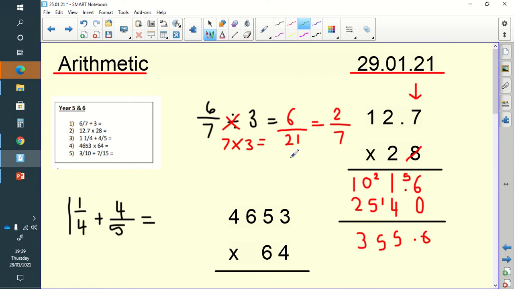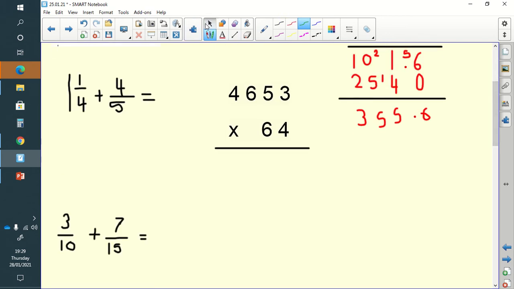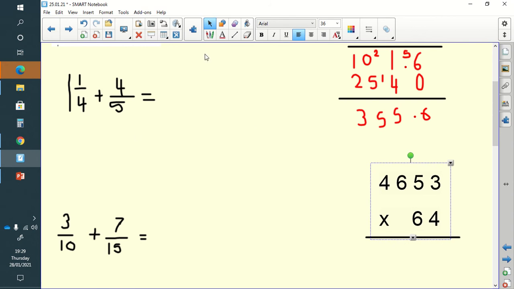Okay, let's have a look at our fraction question next. We're making lots of progress with these at school, so I have no doubt that we're continuing that at home. I'm just going to move this one over here to help us. Okay, so we're doing 1 and 1/4 add 4/5.